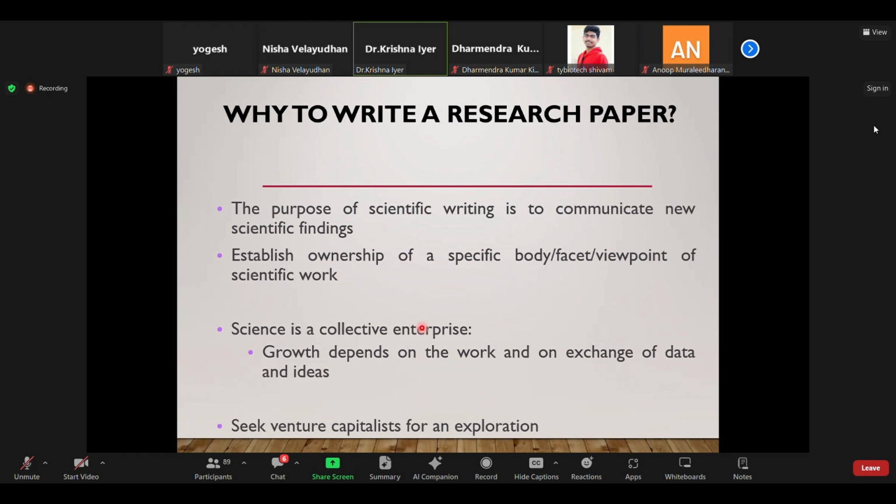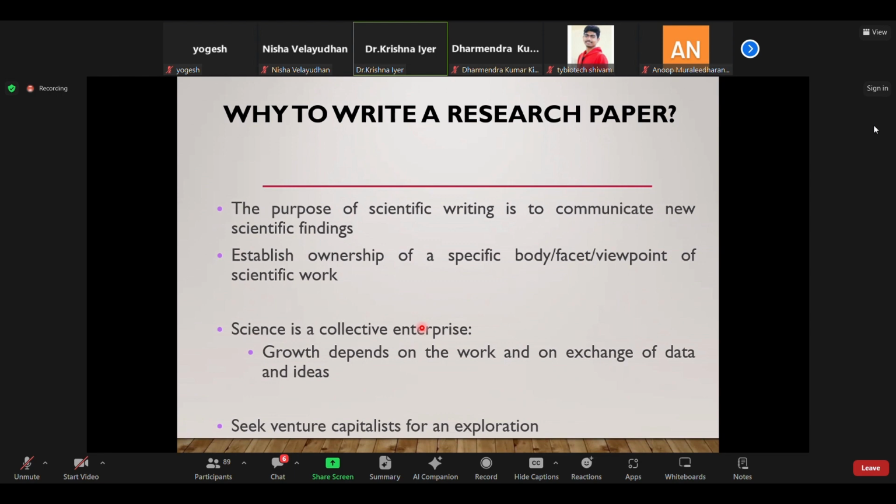Okay, in addition to this, if you are able to publish it and establish it, then it actually determines the ownership for that specific body of work or that facet of science that you have done, or the viewpoint that you have put forth in the publication. Okay, so there's mainly two aspects to it.